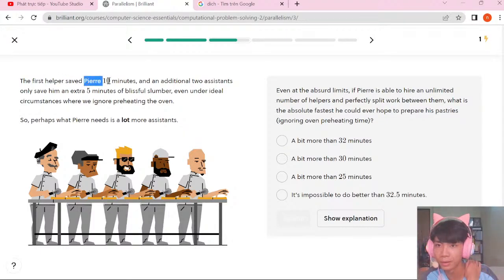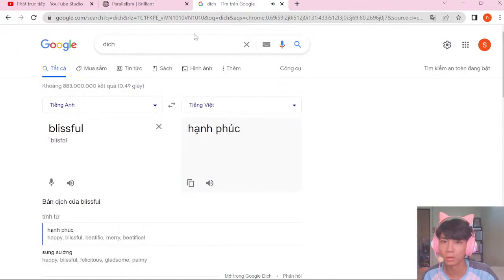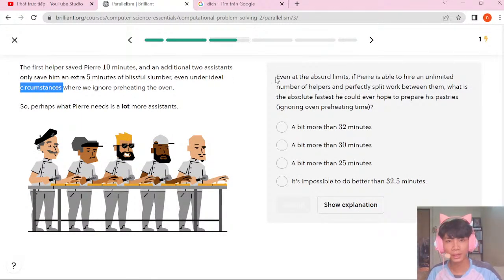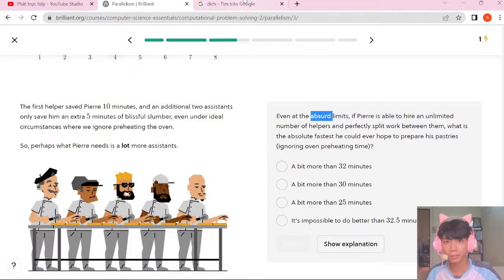The first helper saved Pierre 10 minutes and an additional two assistants only saved him an extra 5 minutes of blissful slumber. Even under ideal circumstances where we ignore preheating the oven, what Pierre needs is a lot more assistance. Even at the absurd, observed limits, if Pierre is able to hire an unlimited number of helpers and perfectly split work between them, what is the absolute fastest he could ever hope to prepare his pastries?